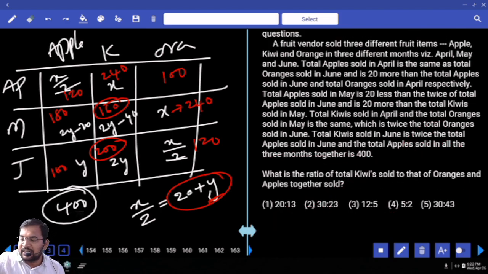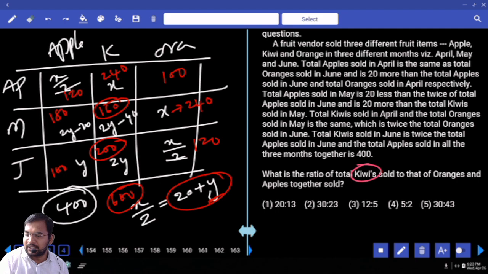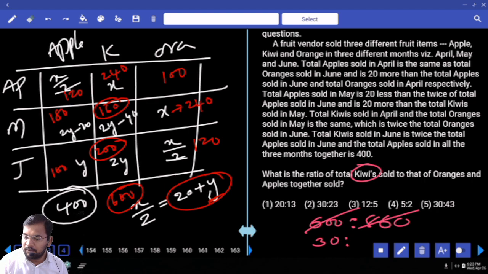What is the ratio of total kiwis sold to that of oranges and apples together? Kiwis total is how much? 600. Next, oranges and apples together. Oranges is how much? So 360, 460, 400, 860. 600 is to 860. Which table? 20 table. 30 times 20, 43 times 20. Your answer is 30 is to 43.